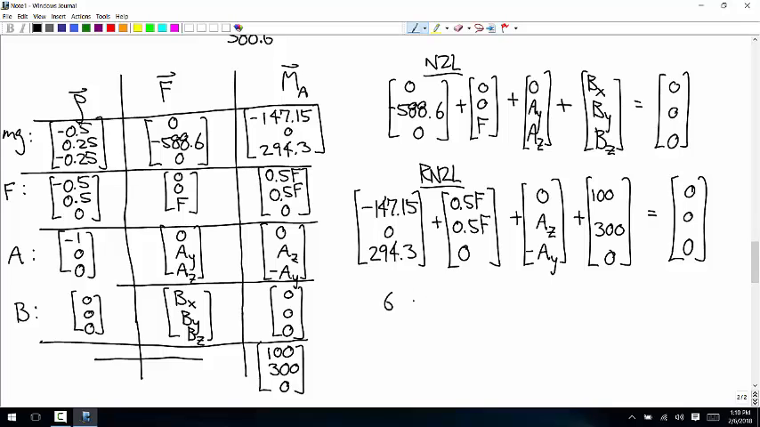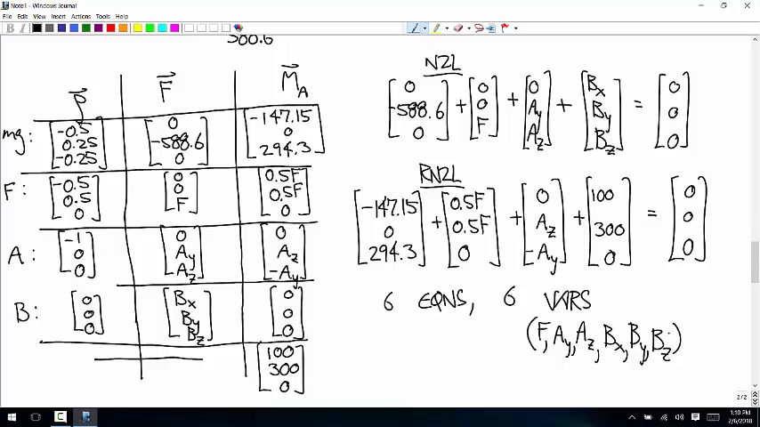And we come up with 6 equations for 6 variables. And the variables are f, ay, az, bx, by, bz, 1, 2, 3, 4, 5, 6. Okay. So now we have reached the point in this class where we do not want to calculate this by substitution anymore. That would be a major pain. So here's how we're going to do it.